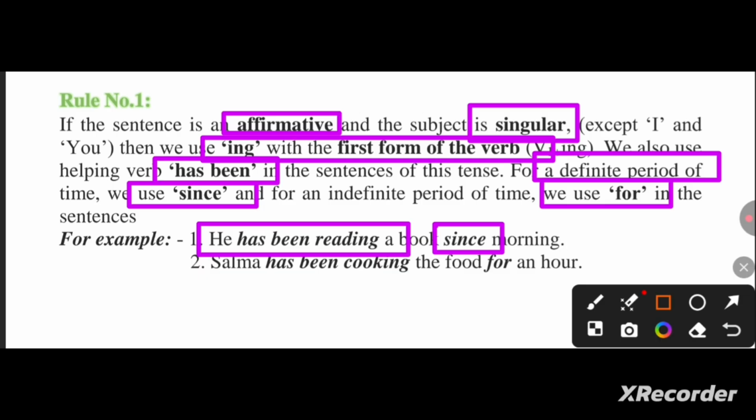Salma has been cooking the food for an hour. Here, subject is singular, Salma. Helping verb has been used. Ing is used with the first form of the verb because we are not sure about the time. We come to know only about an hour. Whether it is the time of morning, maybe afternoon, maybe night, whatsoever, we are not sure about it. That's why we have used the word for over here.